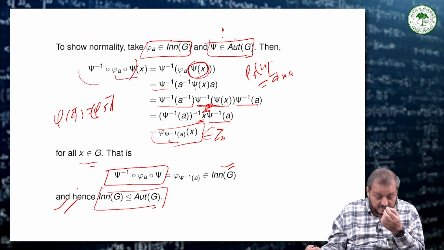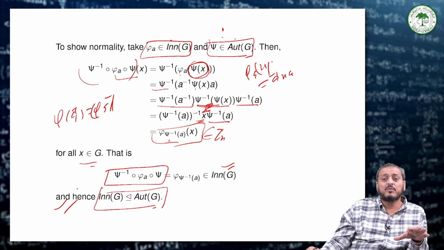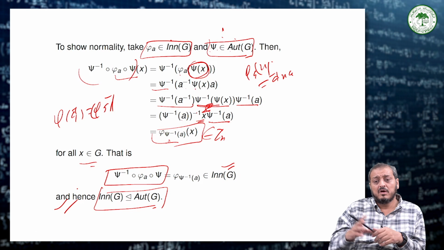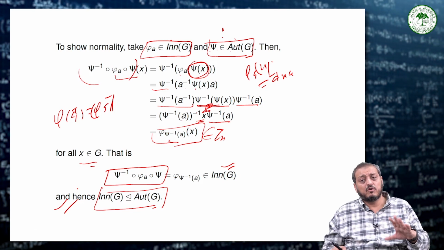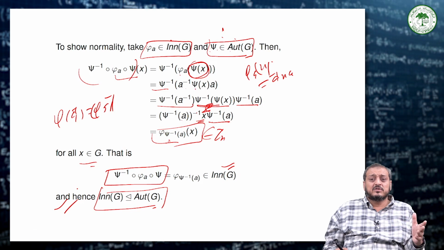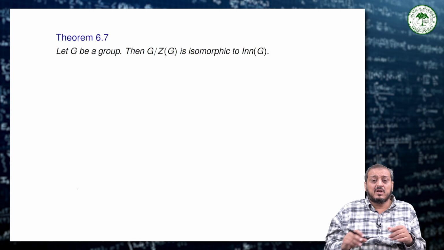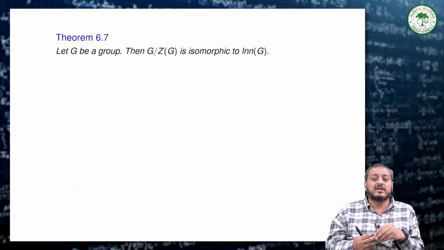We have shown that the inner automorphism group of G is always a normal subgroup of the automorphism group of G. So we showed that the automorphisms form a group, and the inner automorphisms form a subgroup, and also a normal one. Okay, so now we have another result.